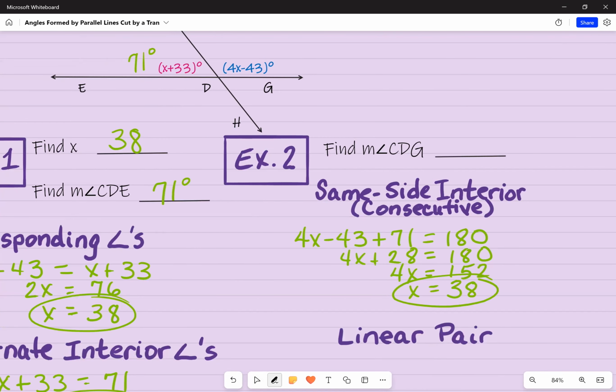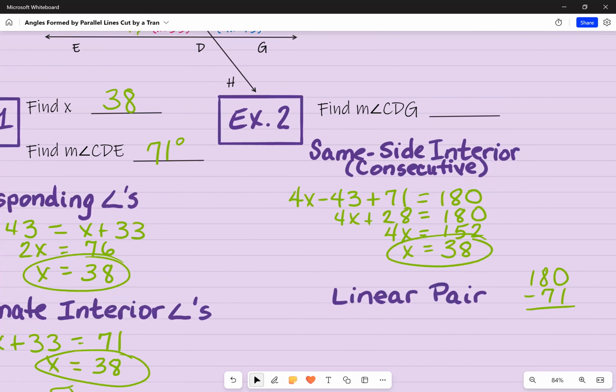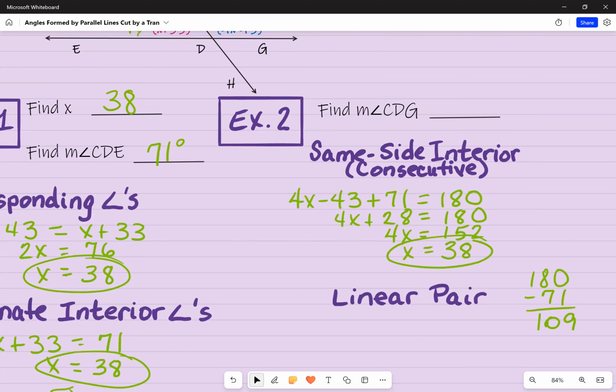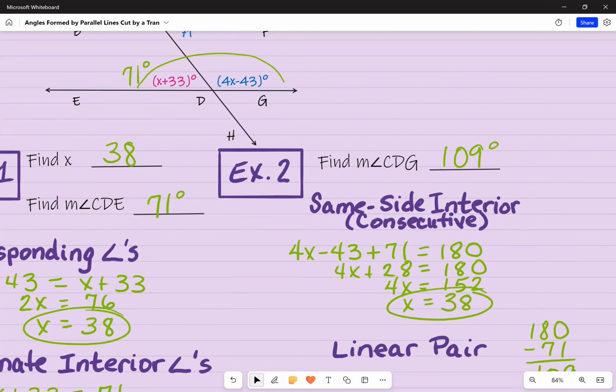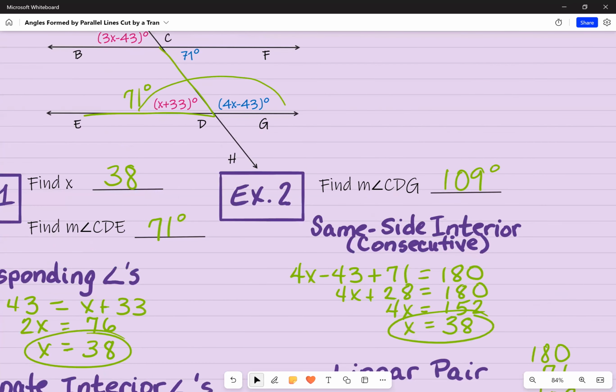We were looking at it as a linear pair. I already know the angle is 71, so the easiest way would have been to say 180 minus 71, and that would have given me my answer of 109 degrees. So we could just go ahead and say that. That's the easiest way. But let's just say I didn't know that angle CDE, or EDC, however you want to say it, was 71.